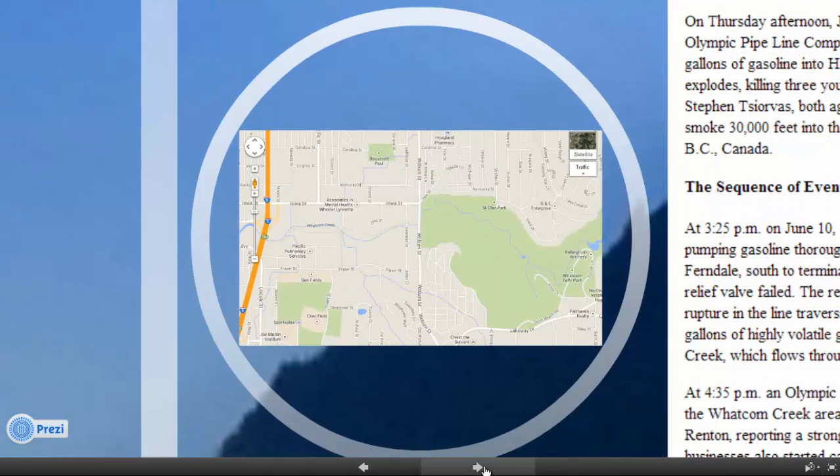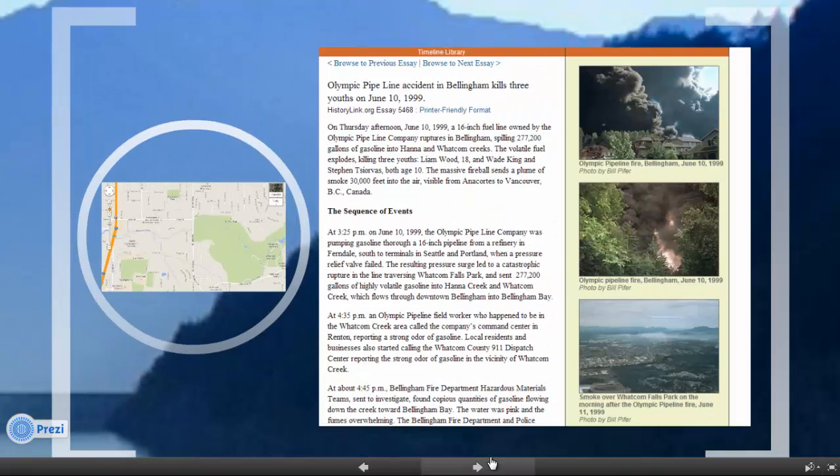The next slide that I wanted to show you was related to the Wade King event. So earlier in 1999, they had an explosion that took out this entire area. Essentially, there was a gas leak, and then the entire creek caught on fire. You can see the article right here.